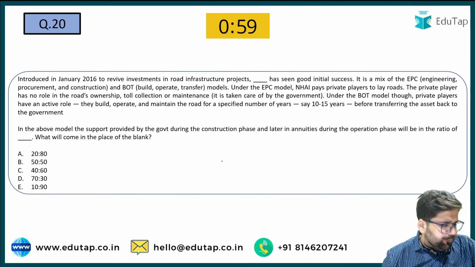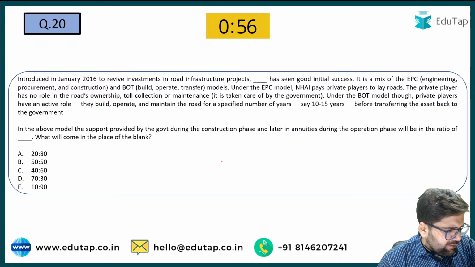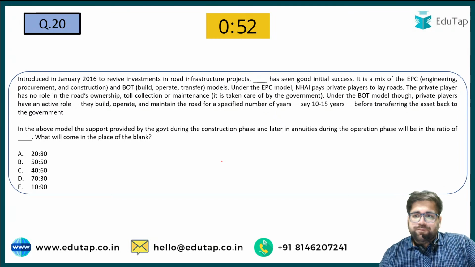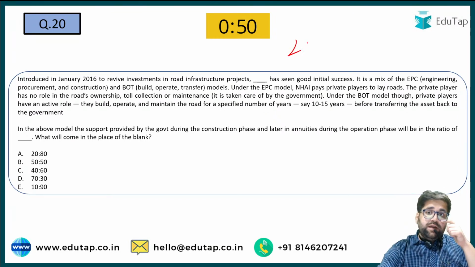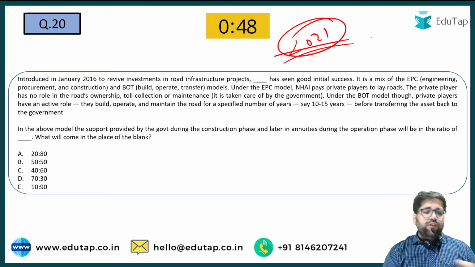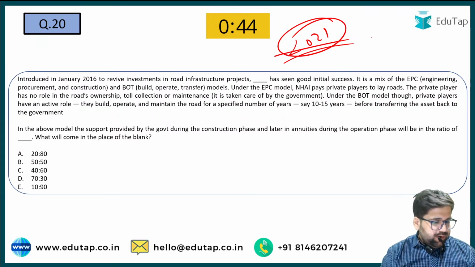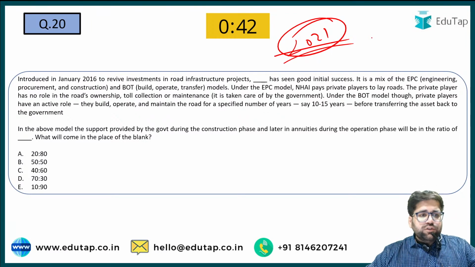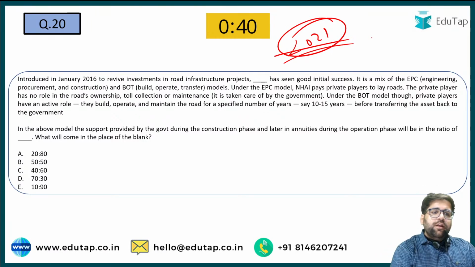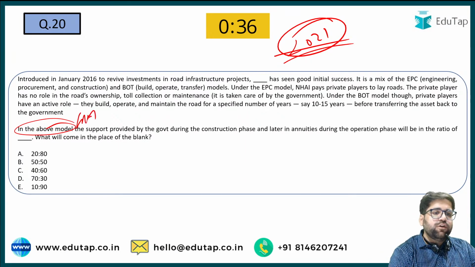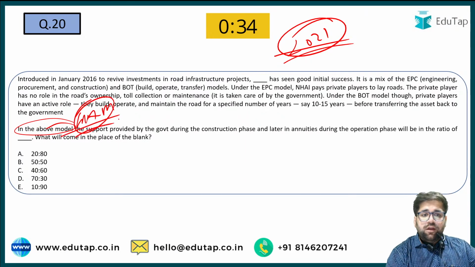Question number 20. Yes, Silish. These are the exact questions which came in your RBI Grade B 2021 exam. You can also find the paper in your course if you are an EduTap student. It's been uploaded over there. Question number 20. Now here, first you have to identify which model was there. So it was HAM, because in the last question we have just discussed it.